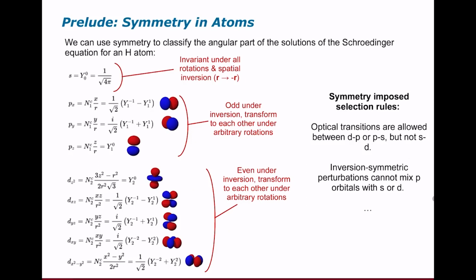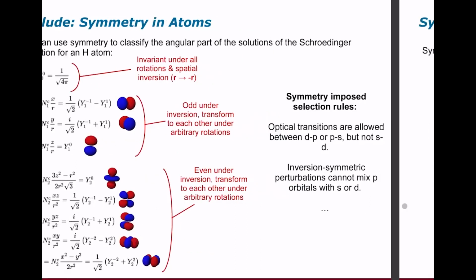And similarly, in external potential you apply, if it is inversion symmetric, it cannot mix p orbitals with s or d orbitals, so you cannot get off-diagonal matrix elements due to that perturbation Hamiltonian. But you can get off-diagonal matrix elements between s and d orbitals. So if you are into atomic physics, there are a lot of selection rules like this that essentially derive from the symmetry of the underlying problem.